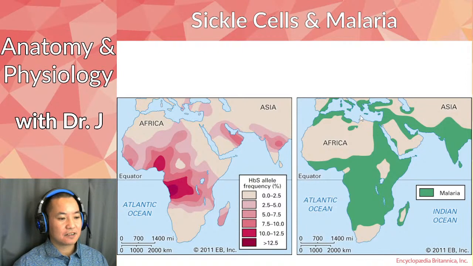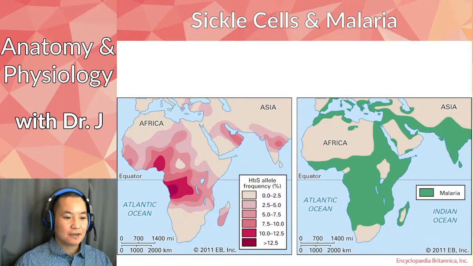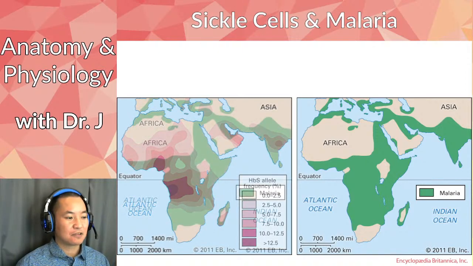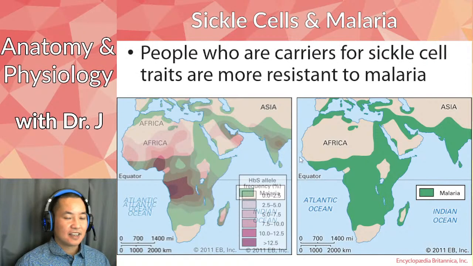This is one of the leading hypotheses, because what they saw is that malaria is often common in these geographic areas. If you overlay these two, where malaria is frequent and where you have this frequent variant of the hemoglobin that causes sickle cell disease, you see that they correlate with each other. It's not coincidental, because people who have the sickle cell trait are more resistant to malaria.